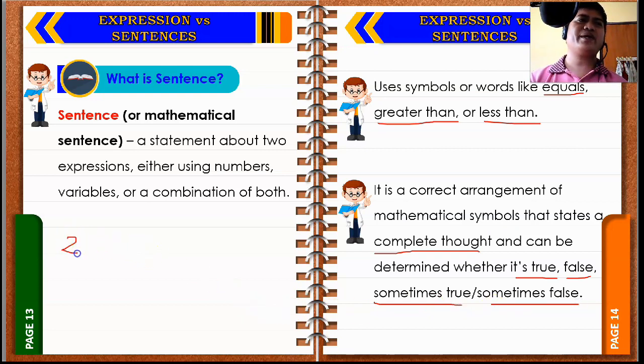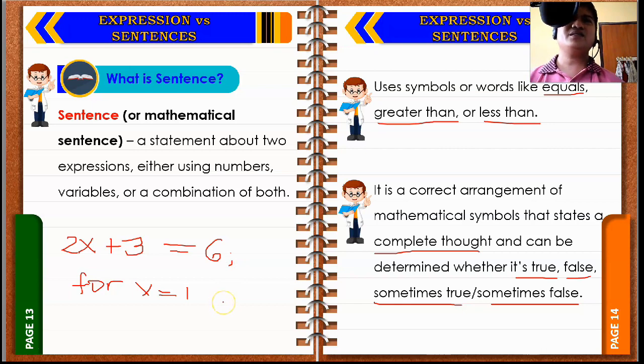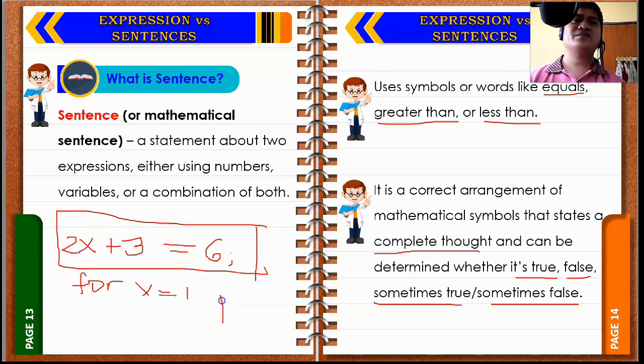For example, we have, say, 2x plus 3 equals 6, where 4x equals 1. So, is this true or not? So, this is an example of a sentence. If I substitute the value of x in this equation, then we have 2 times 1 plus 3 equals 5. So, therefore, this particular sentence is false. Because 2x plus 3, if x is 1, is not equal to 6. So that is what we call now a sentence.